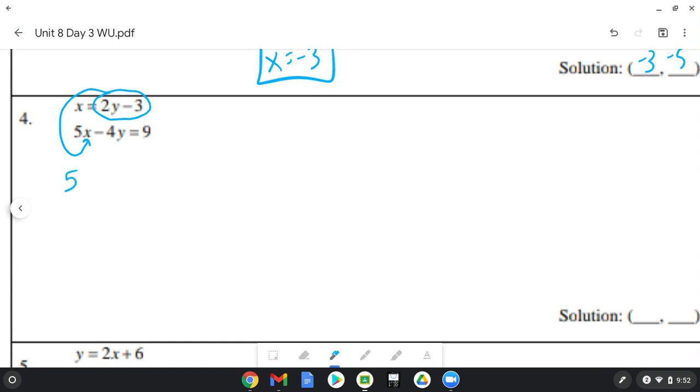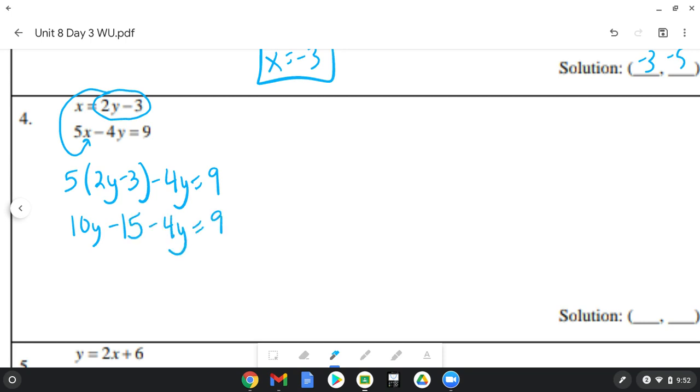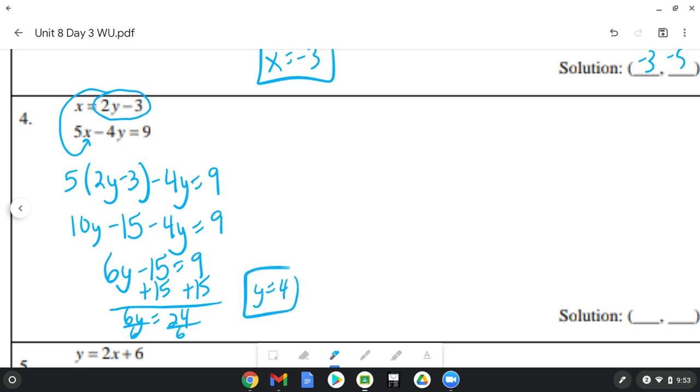So now instead of writing 5x, we write 5 times 2y minus 3 minus 4y equals 9. That would be 10y minus 15 minus 4y equals 9. And I think we can combine like terms and get 6y minus 15 equals 9. So we add 15 over and get 6y equals 24. Divide by 6, and we get y equals 4. So that's half my answer there.